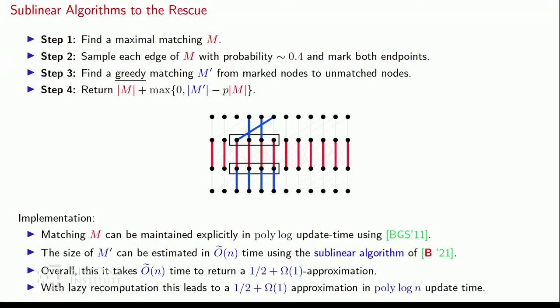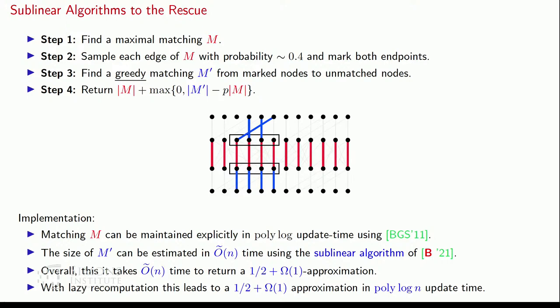Now you plug this into the lazy approach. You amortize this n cost. You just call this once, do nothing for epsilon n updates, and amortize this cost. What you'll get is a polylogarithmic time algorithm maintaining a 0.58 approximation if the graph is bipartite. So this was the whole algorithm for beating half approximation. And the key, in my opinion, was the use of the sublinear algorithm, which now I'll talk more about.